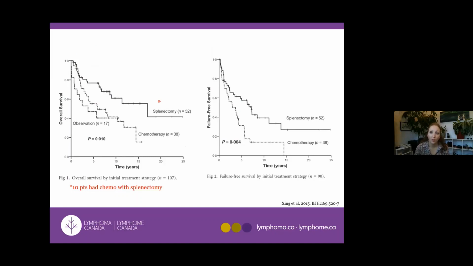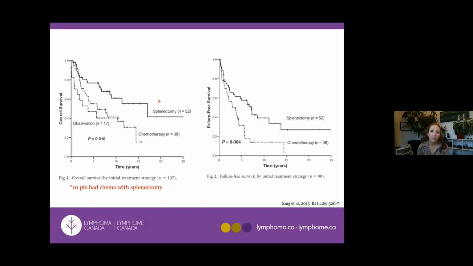And what you can see, and these are those curves that I talked about, is that those patients with splenectomy actually did better than those receiving chemotherapy, both in their overall survival, but also in what's called failure-free survival, which is essentially that they haven't failed their frontline treatment that they're categorized according to. I will say that the average age in this population was 67, but there were patients up to 88 years. So when we talk about survival, if you look at the x-axis here, it's out to 25 years.